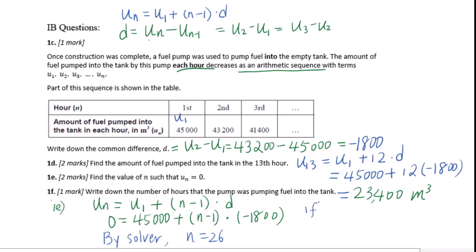For 1F, write down the number of hours that the pump was pumping fuel into the tank. Since U26 equals 0, which means in the 26th hour, no fuel was pumped into the tank. So the answer is 25 hours.